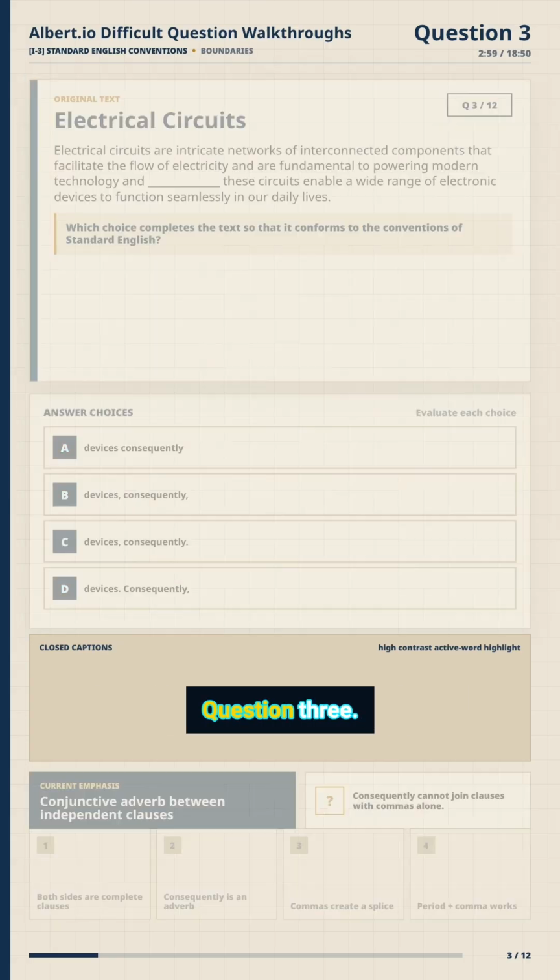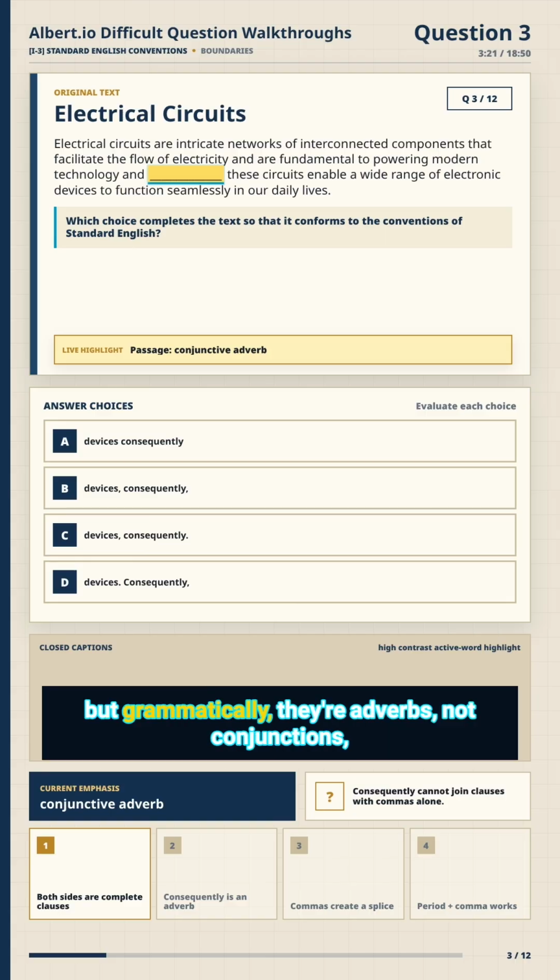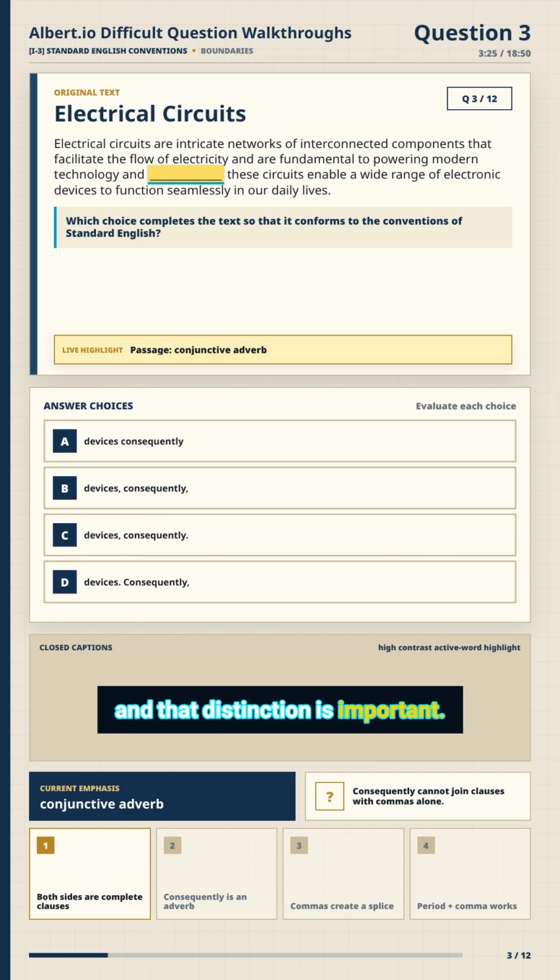is C. Question 3. The hinge of this question is the word "consequently" and its grammatical category. Consequently is a conjunctive adverb. It belongs to a family that includes however, therefore, moreover, furthermore, thus, and nevertheless. These words look like they should join clauses because they express logical relationships, such as cause, contrast, or addition, but grammatically, they're adverbs, not conjunctions, and that distinction is important.